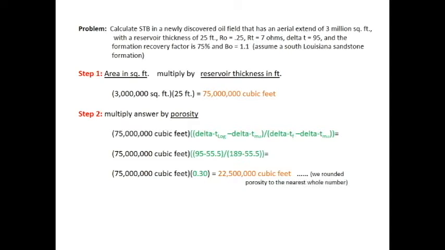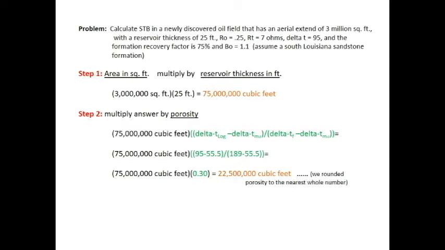Let's look at a problem. Let's calculate stock tank barrels in a newly discovered field that has an areal extent of 3 million square feet, with a reservoir thickness of 25 feet, where RO is 0.25, RT is 7 ohms, delta T equals 95 microseconds per foot, and the recovery factor is 75%, and B sub O is equal to 1.1. We'll assume this is a South Louisiana sandstone formation.